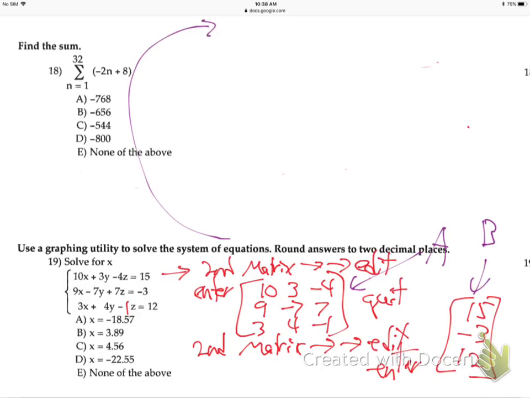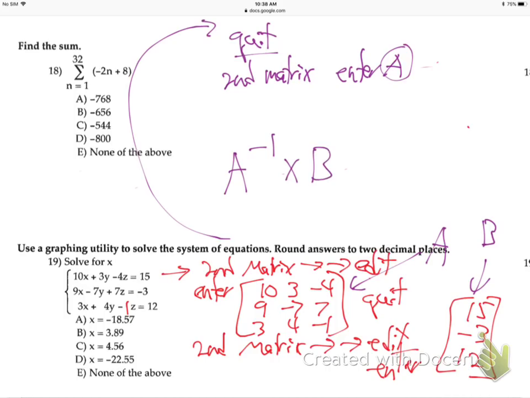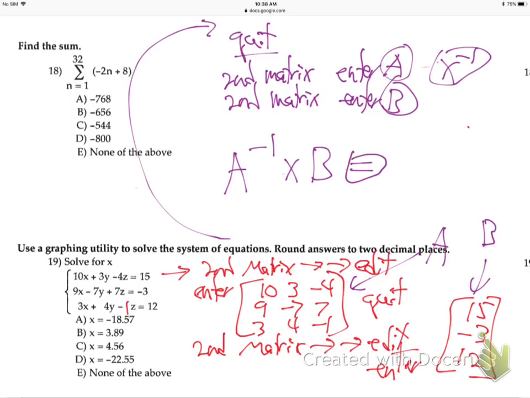After you've done that, you quit again. Then you go back into second matrix yet a third time, and you just hit enter for matrix A to pop on the screen. It's going to be A inverse times B. Enter A, and then go back into second matrix again, and you enter, then you hit x to the negative 1 power, and then enter B, and then equals, and you get your answer. So did you follow all those steps? It's all been done before. It's all on YouTube. I'll do it real quick and get an answer here. Second matrix, edit, 3x3.